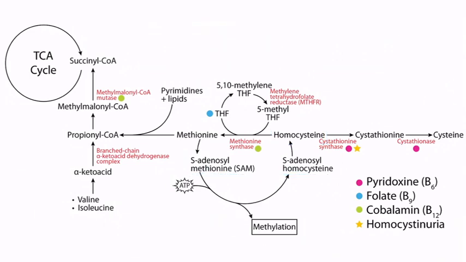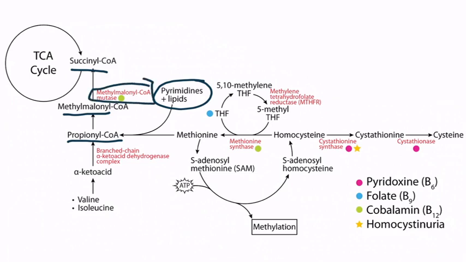Conversely, methionine can be combined with pyrimidines and lipids to form propionyl-CoA. This can then be converted into methylmalonyl-CoA and then succinyl-CoA, which can be used in the TCA cycle. Notice that the conversion of methylmalonyl-CoA to succinyl-CoA is catalyzed by the enzyme methylmalonyl-CoA mutase, and that this requires vitamin B12. This brings up an important point.